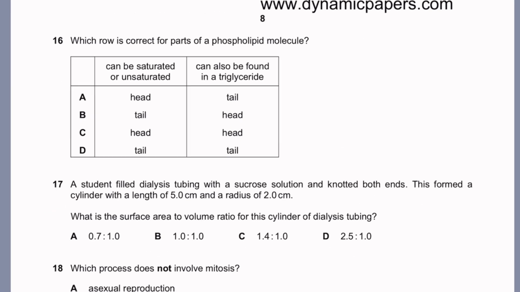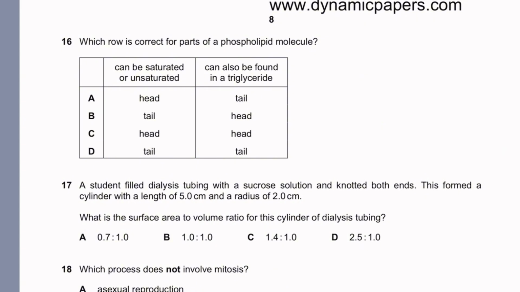Moving on to 16, which row is correct for parts of the phospholipid molecule? Can be saturated or unsaturated. That's definitely the tail.